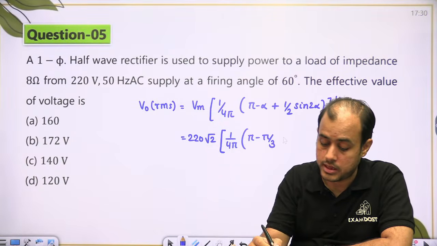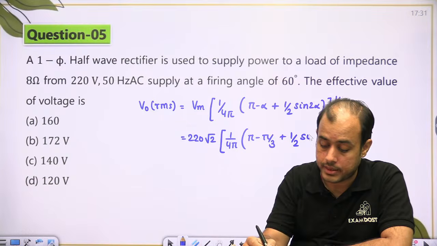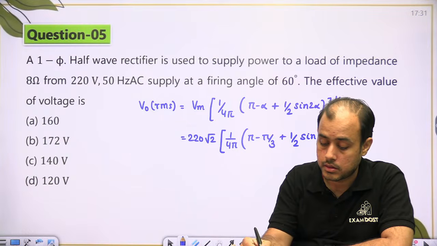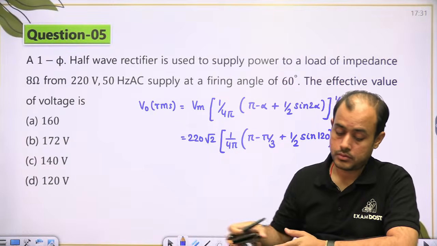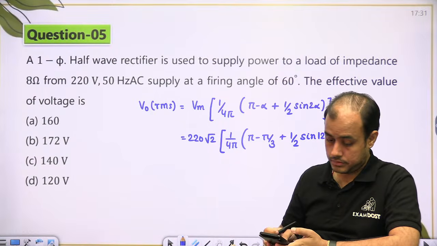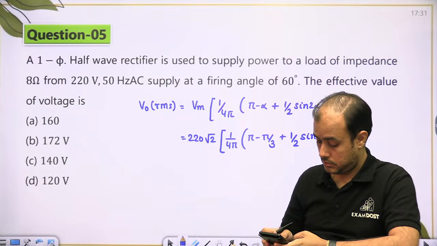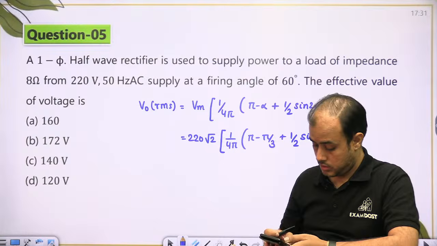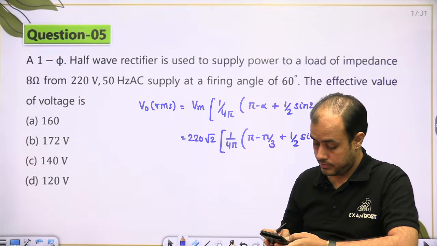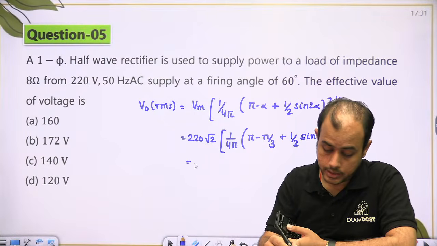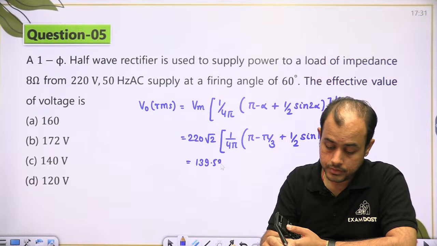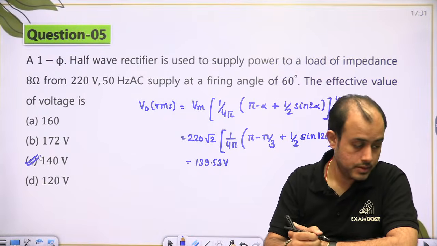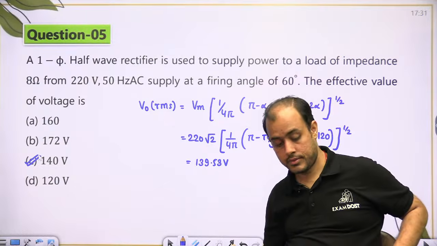बट वहां पे आपको क्या मिलता है? वहां पे आपको मिलता है नीचे में 2 पाई. 2 पाई बाय 3 प्लस रूट 3 बाय 4. 139.53. That is 140. Okay, so it is 140. Is that clear?